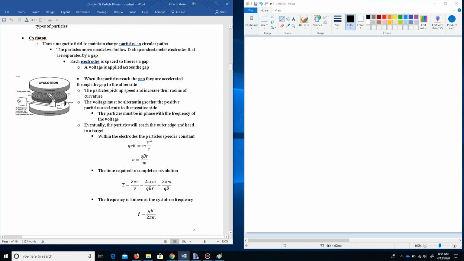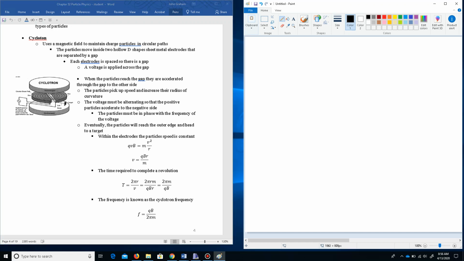So the first thing, and I went into something with this earlier in one of the magnetic and electromagnetic chapters, but now we're going to really get into detail with this. So you have what's called a cyclotron, and the particles move inside two D-shaped hollow sheet metal electrodes that are separated by a gap. That's what this is here.